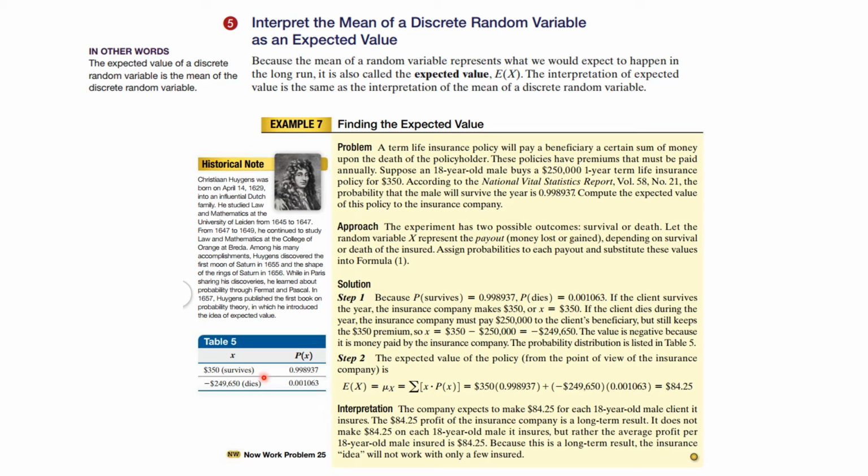But the person was paying $350 for a $250,000 policy. And so what happens is, if he were to die, then the insurance company would pay out $250,000, but they already got the 350. So the net would be minus 249,650. So they'd be paying that out. That would be negative. And here's the probability that that happens, which is 1 minus the probability that the top one happens.